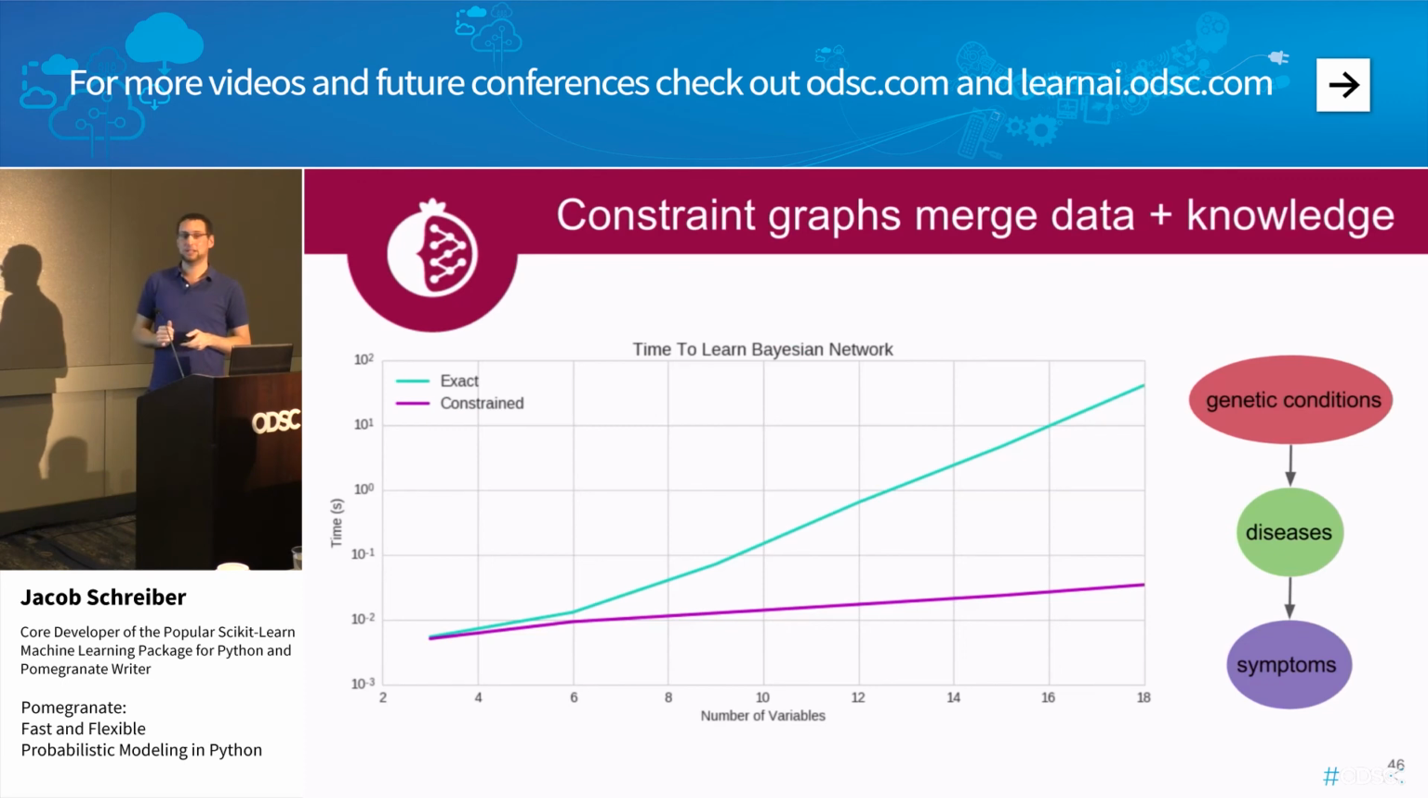If you compare the time that it takes to do normal exact structure learning, discarding the graphs that don't follow the constraints, versus using the constraint graphs explicitly, you get this comparison here, with cyan being exact learning and magenta being constrained learning. As you get to 18 variables, it's still taking less than 1/10 of a second.